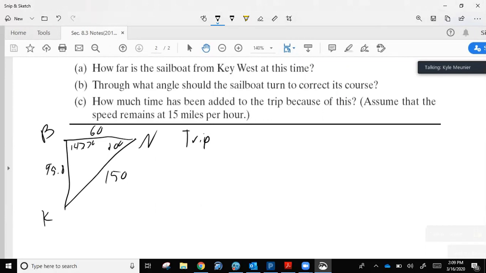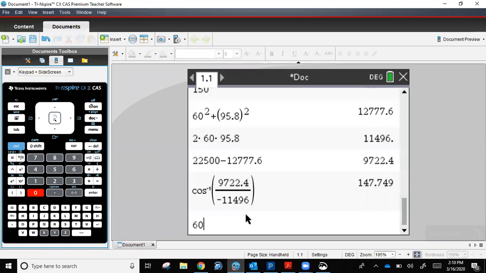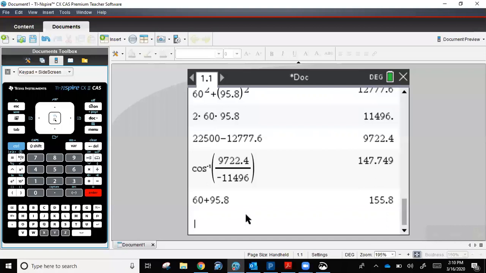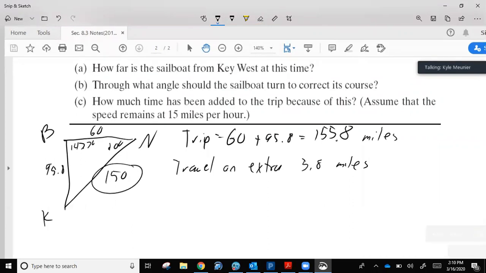How much time has been added to the trip because of this? Well, our trip is going to be 60 miles we traveled off course plus 95.8 miles to get back to Key West. Let me add those two numbers together. 60 plus 95.8, 155.8 mile trip. We were originally supposed to do 150 miles. So we will travel an extra 155.8 take away 150. We're going to travel an extra 5.8 miles.